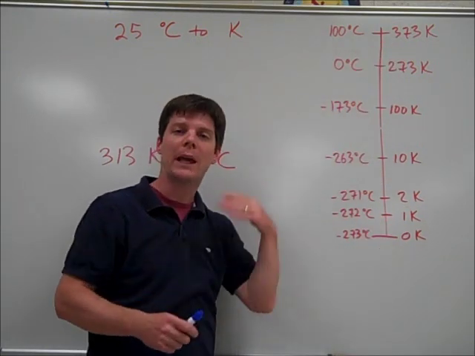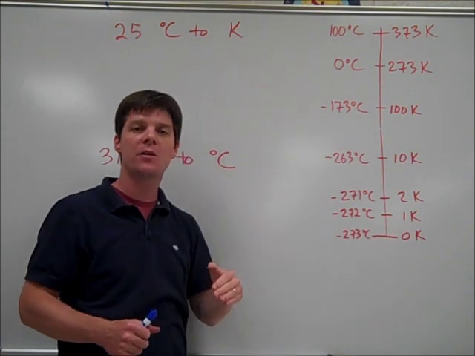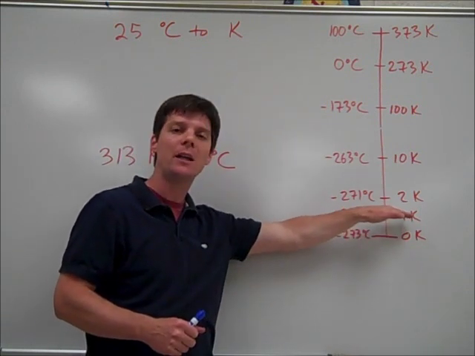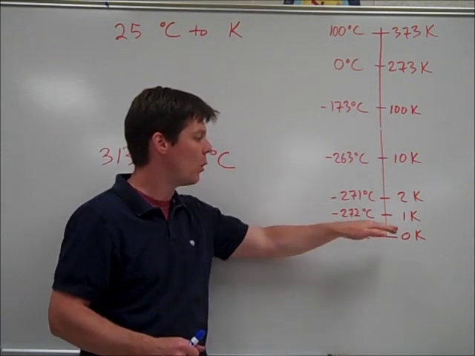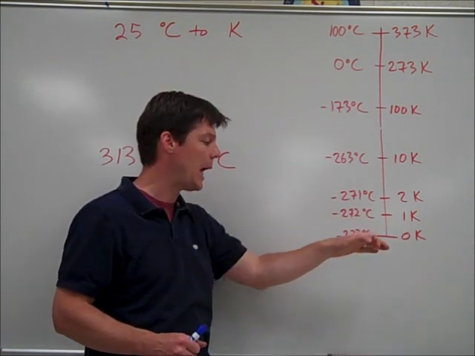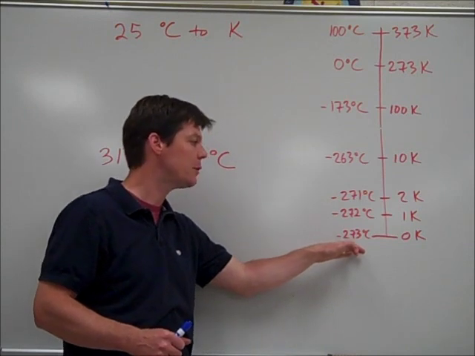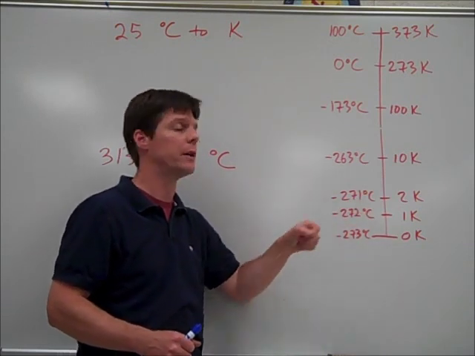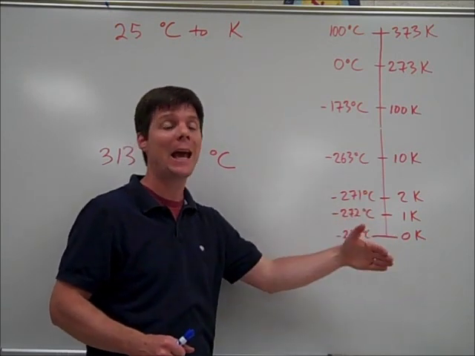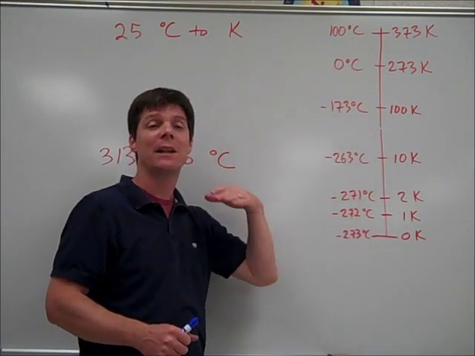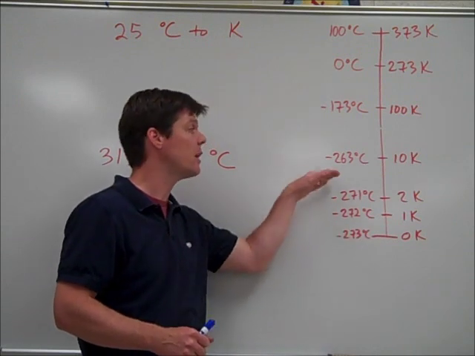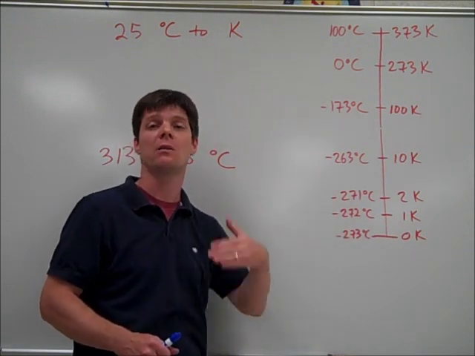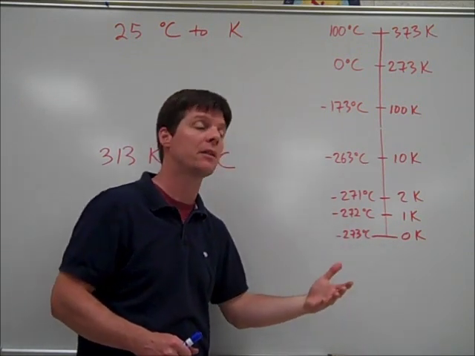Now, one more thing, and then we're going to get to the problems. We need to understand that for every 1 Kelvin increase, there is a 1 degree Celsius increase. So if we go from 0 K to 1 K, we go from negative 273 degrees Celsius to negative 272 degrees Celsius. If we're increasing by 10 Kelvin, from 0 to 10, we would go from negative 273 degrees Celsius to negative 263 degrees Celsius. Again, it is a 10 degrees Celsius increase.